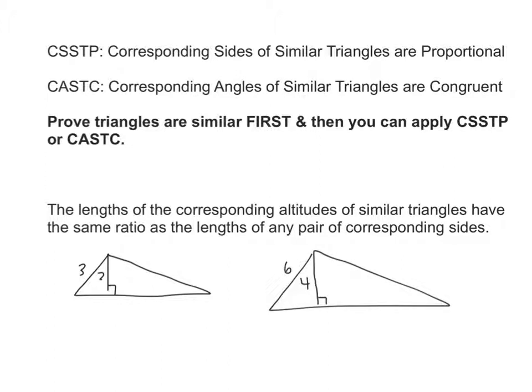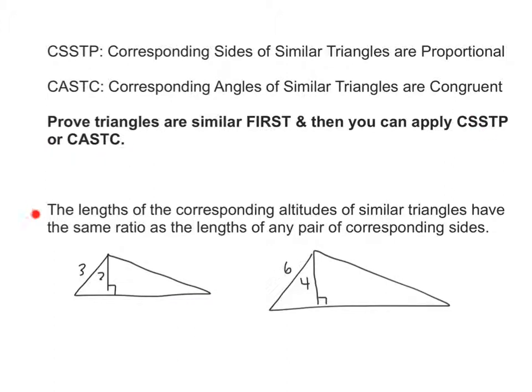Okay, now we have some more things. We remember we had CPCTC, corresponding parts of congruent triangles are congruent. But now we're looking at some other ones. We have CSSTP and CASTC. These stand for corresponding sides of similar triangles are proportional, and corresponding angles of similar triangles are congruent. These are our two important things for similar triangles. So these might be helpful for when we start to prove things, okay? In order for us to use them, we have to prove that the triangles are similar first, and then you can apply CSSTP or CASTC.